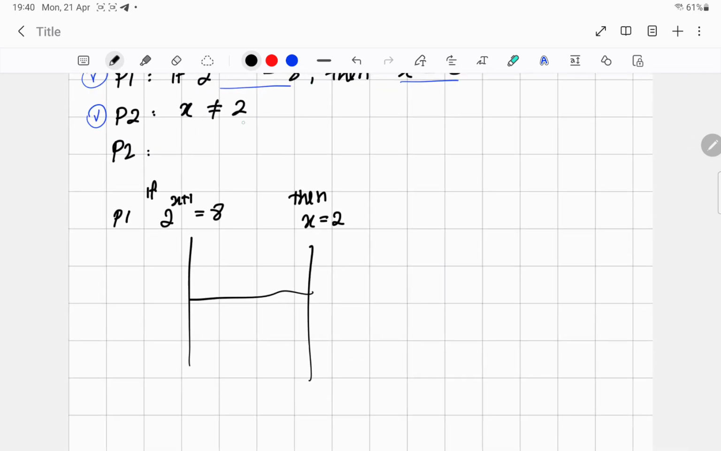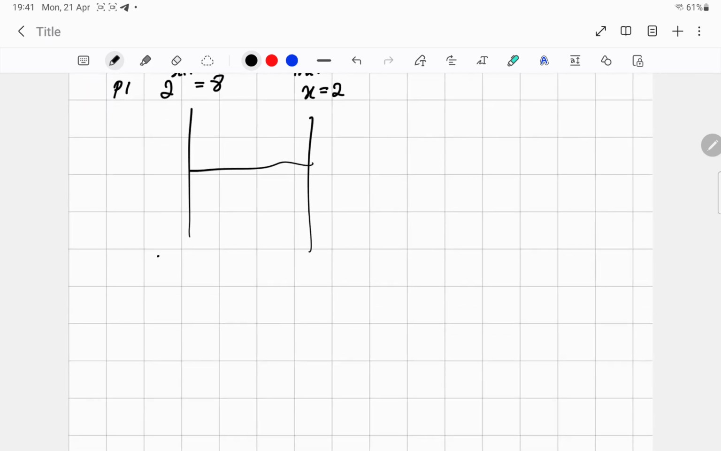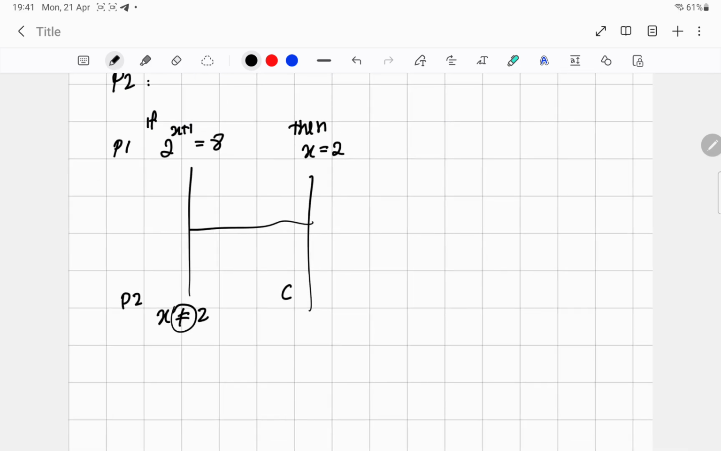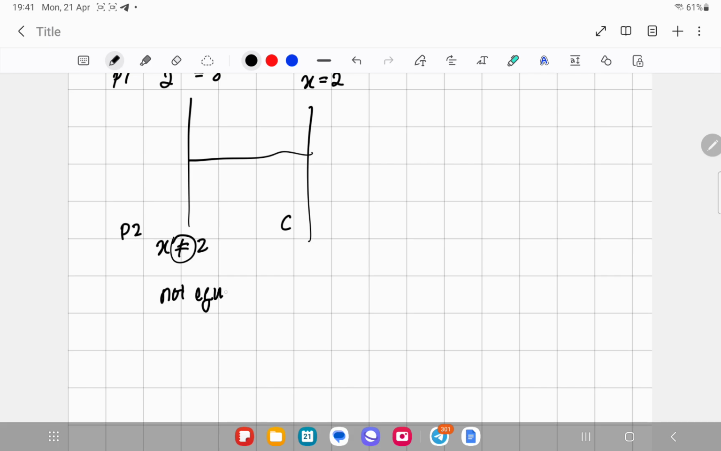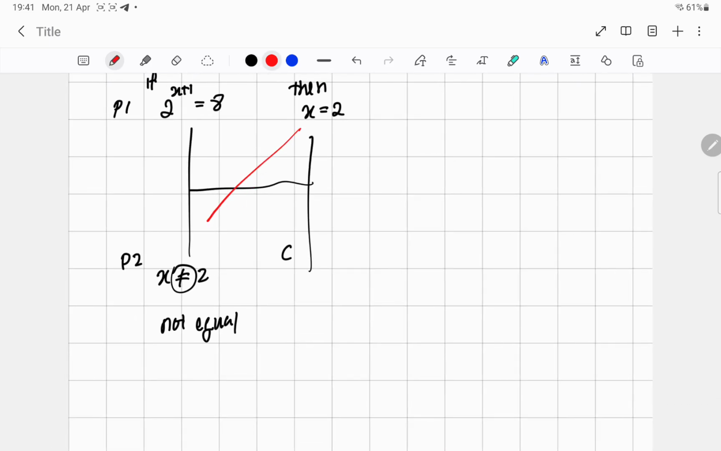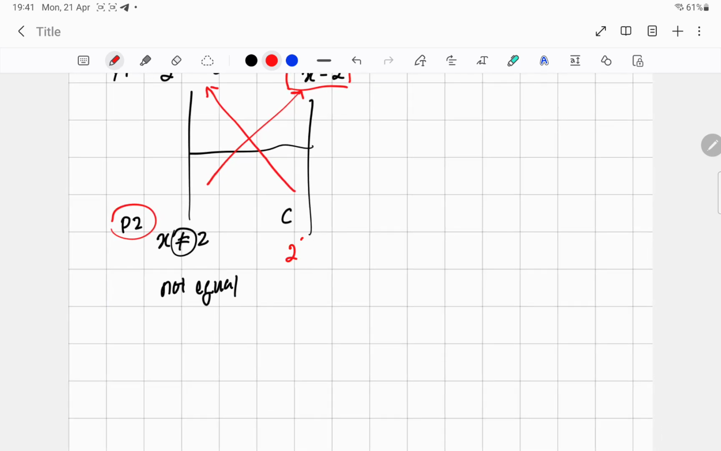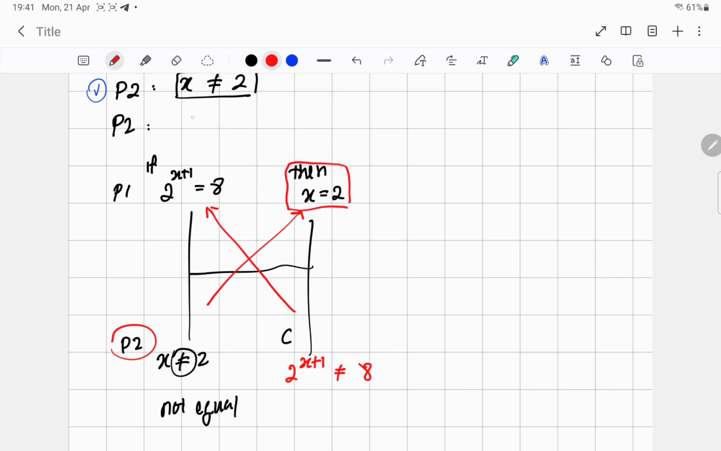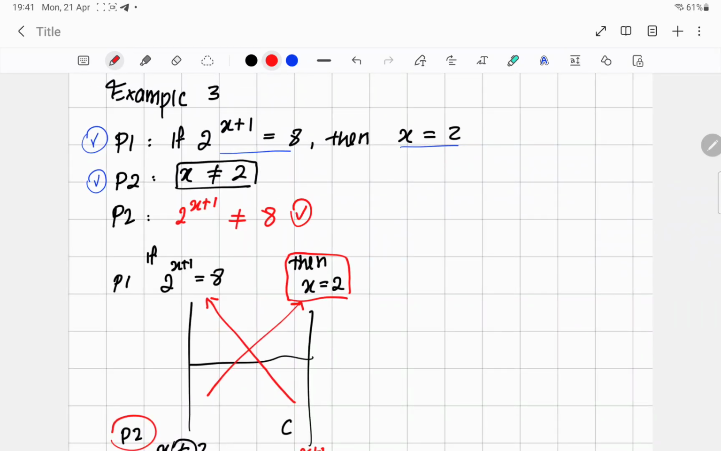Now for premise 2, they talk about x not equals to 2, right? So for the conclusion, remember this is not equal, so you must cross. Premise 2 is referring to here, so your conclusion will be referring here. 2 power x plus 1 equals 8, how do you change it to negative? Not equal to 8. So your answer here will be 2 power x plus 1 not equals to 8. This is your answer from the H method.